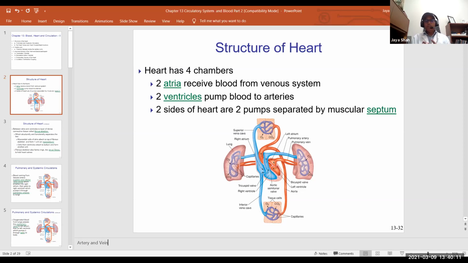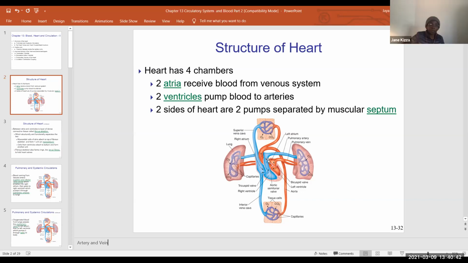Arteries are the blood vessels which carry blood away from the heart, A for A, whereas veins bring blood towards the heart. All the arteries in the body carry oxygen-rich blood, except which artery?